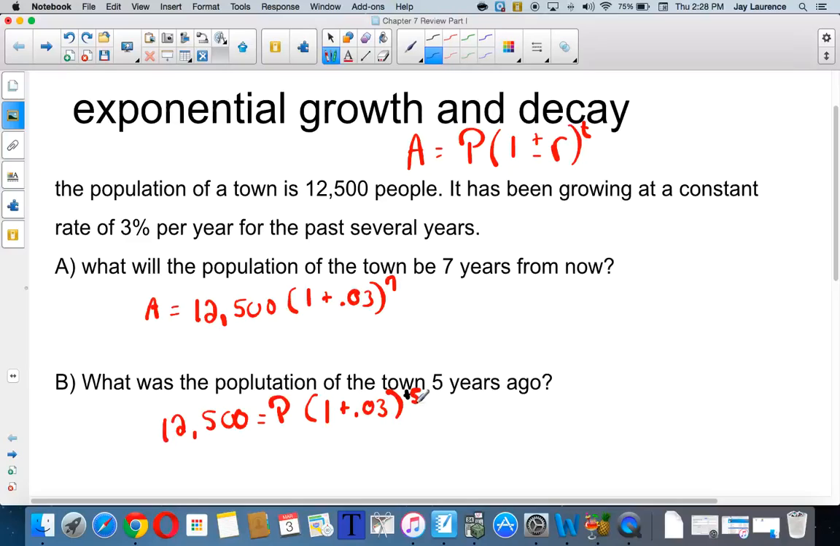I'm almost 100% sure that it is not okay to just change this to a loss of 3% per year. It is not the same problem, okay? If I did like 12,500 at a 3% loss for 5 years, that's not the same as the growth. You'll get a slightly different answer. So if I'm going to do this, I'm going to have to divide both sides by 1 plus 3/100ths quantity raised to the 5th power, okay? But you will get the same number.